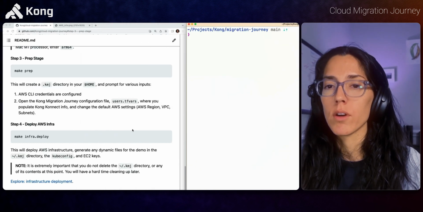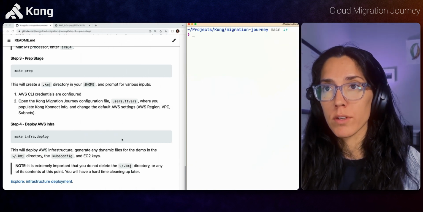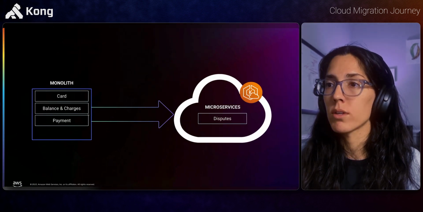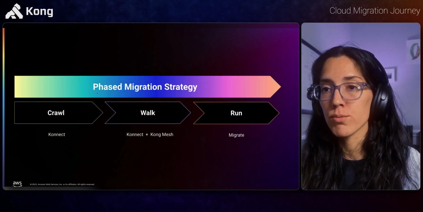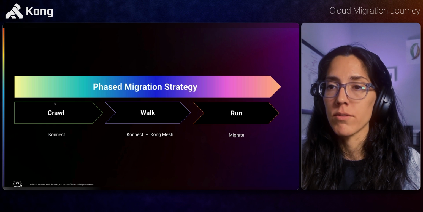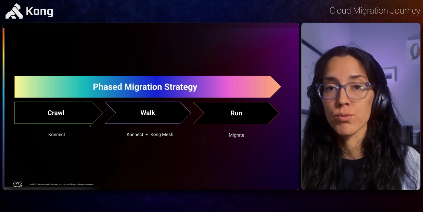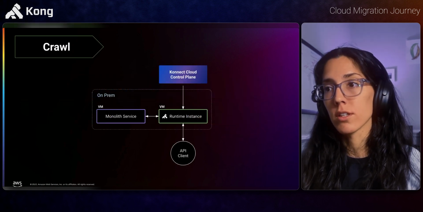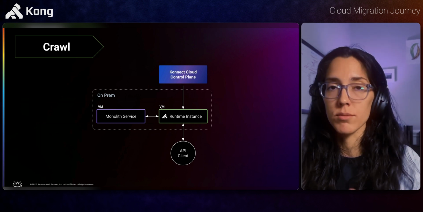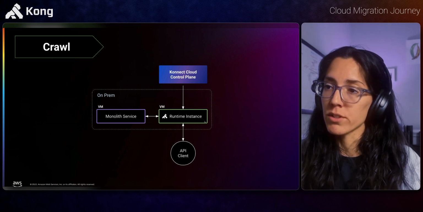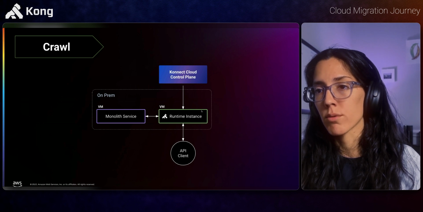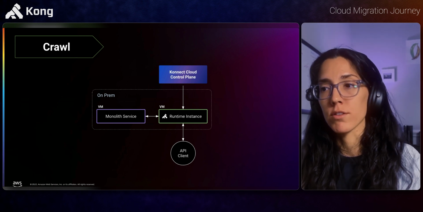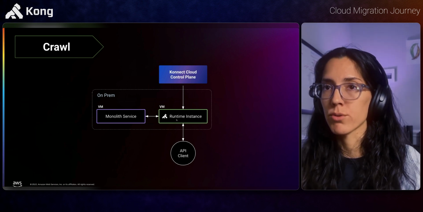Okay, we're ready to move on to phase 1 of the actual tutorial, which is the crawl strategy. So let's go back and look at that again real quickly. Within our phase migration approach, we're going to start with the first step of the 3-phase approach, crawl, which is really just about Connect. In this first phase we're installing the Konnect runtime instance into our simulated on-premise environment, running on a VM. Once we've installed it, we're going to onboard the monolith and then validate that an API consumer can reach the monolith service through the gateway. So let's get back to our tutorial.